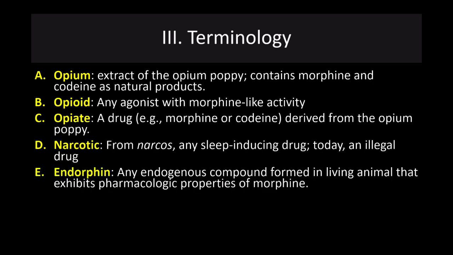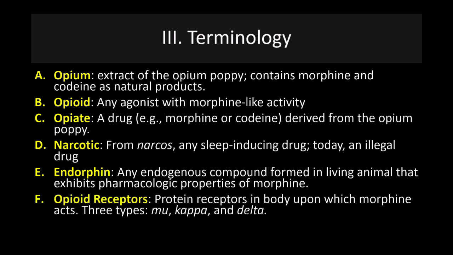Endorphins are any endogenous compounds formed in us or any other living animal that exhibit pharmacological properties of morphine. So our natural endorphins are natural pain relievers, and these are things that are released oftentimes with things like exercise and stress, which is why people get a runner's high, because of the release of those endorphins. The opioid receptors are contained in a variety of places. The protein receptors, which morphine acts upon. There are 3 types of these, the mu, kappa, and delta receptors, and we're going to talk a great deal about these and the various types of receptors that are affected by different drugs. So these are important terms for you to understand as we go forward because we'll be using them quite a bit.